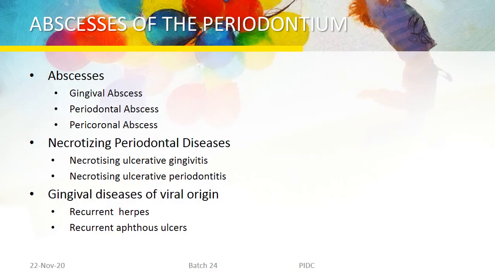So to start with the contents, we would be discussing abscess, which would include your gingival, periodontal and pericoronal abscess. Necrotizing periodontal disease, which will include your necrotizing ulcerative gingivitis, necrotizing ulcerative periodontitis, and gingival disease of viral origin, which will include your recurrent herpes abscess ulcers.